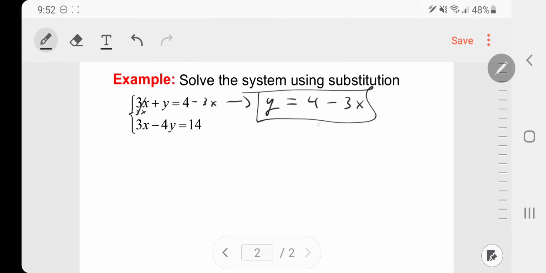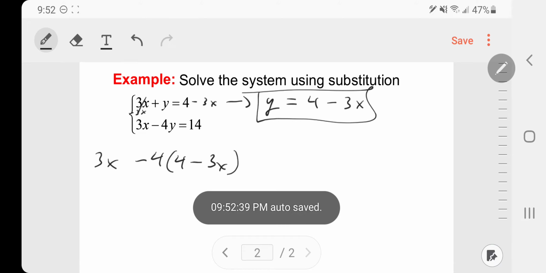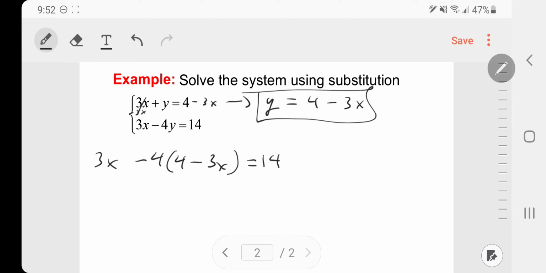Okay, so we're going to go ahead and take this expression, and we are going to now plug it into this equation. We're going to plug it in for y because that's the variable that I isolated for, so now I have 3x minus 4. In parentheses, I'm plugging in this expression, 4 minus 3x equals 14.